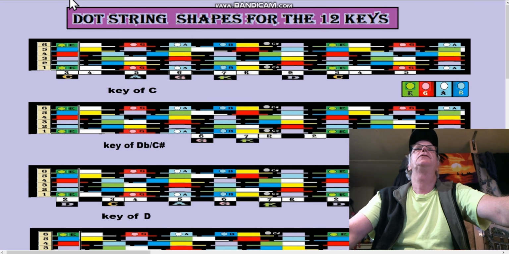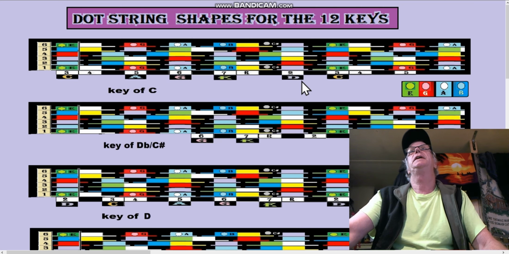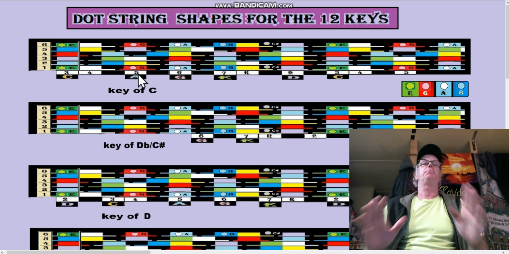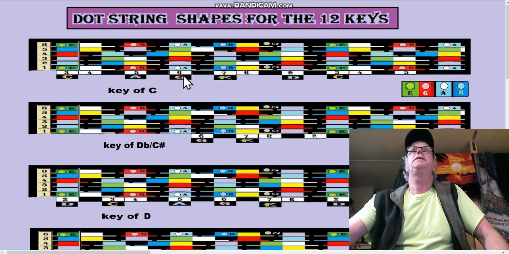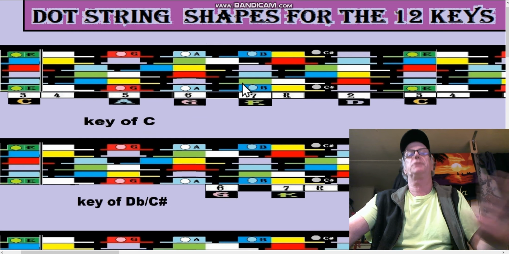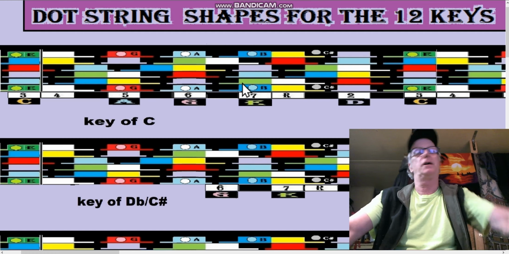Now remember, each of those dots in the key of C, up here they are, can be a string pattern shape that you can do a cage shape build. Once you have a cage shape build, such as with the A dot, A being the 6th of C. C is easy, remember? So let's talk about C. It's easy. It's got 4 dots.